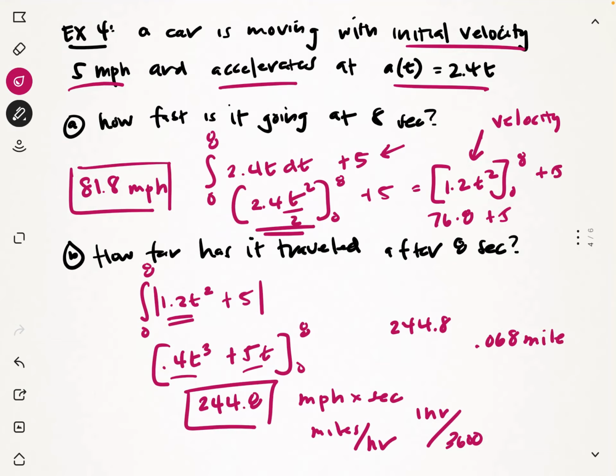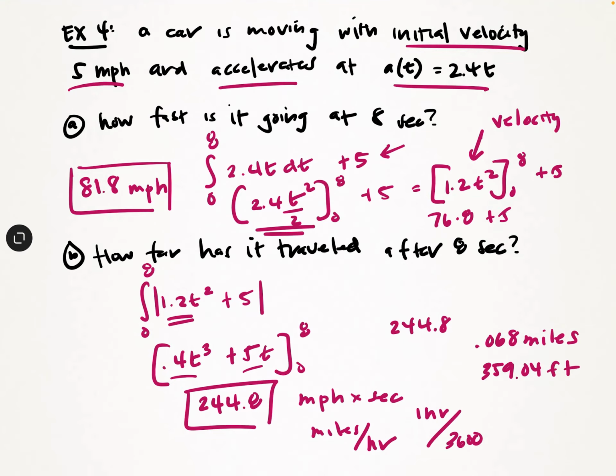Which is equivalent to, if we want to find feet, right? There's going to be 5,280 feet per mile. So times 5,280 would be about 359.04 feet. Okay, so, I mean, if we get to that point, then our work is good. But if you want to figure out what that means in miles or feet, then you would just convert it.